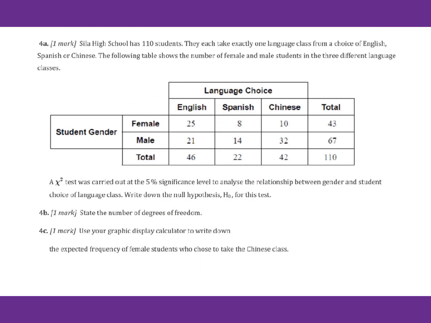Let's go to 4a. One high school has 110 students. They each take exactly one language class from a choice of English, Spanish, or Chinese. The following table shows the number of female and male students in the 3 different language classes. A chi-square test was carried out at the 5% significance level to analyze the relationship between gender and the student's choice of language class. Write down the null hypothesis H0 for this test.